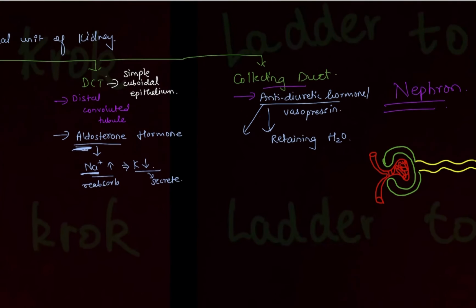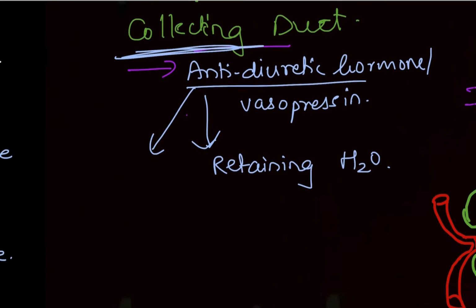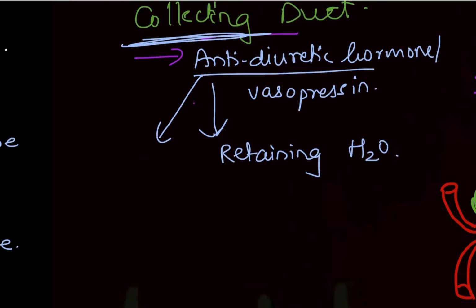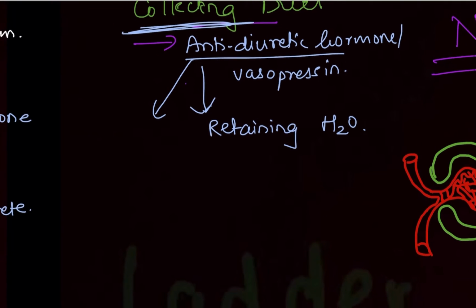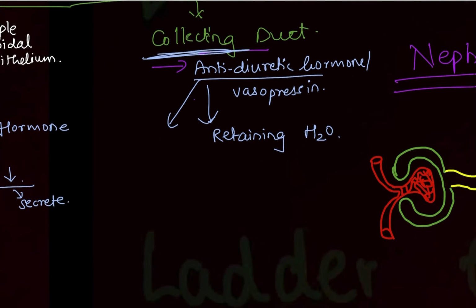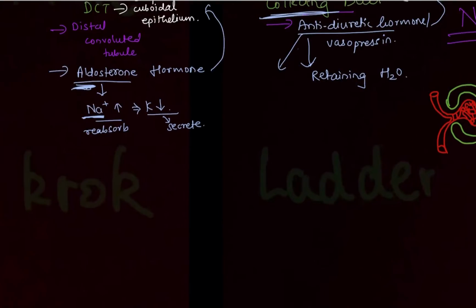So it will come and act on the collecting duct, saying that right now my owner is very thirsty, so I am going to take back all the water from you, or most of the water from you. So this antidiuretic hormone will tell the collecting duct, and from there it will retain the water back to your body and make you feel less thirsty. That's all you have to remember about the antidiuretic hormone vasopressin, and you must remember where it acts. Similarly, aldosterone acts on the DCT, whereas vasopressin acts at the collecting duct.